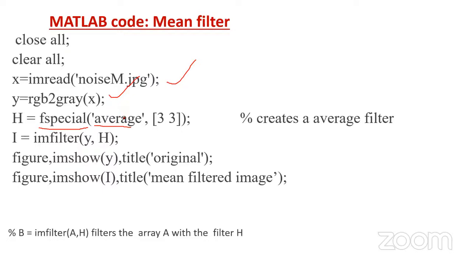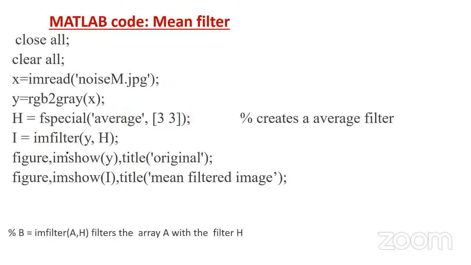We can go for either average filter, or Gaussian filter, or Laplacian, or log, etc. But we are talking about average filter. That's why we have to create an average filter. What is the size of the average filter? 3 cross 3. Our aim is to apply the average filter to the input image. For that we use the function called imfilter. So H is the average filter, and this we have to apply to the input image Y.